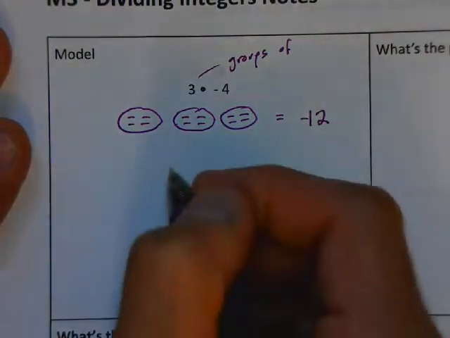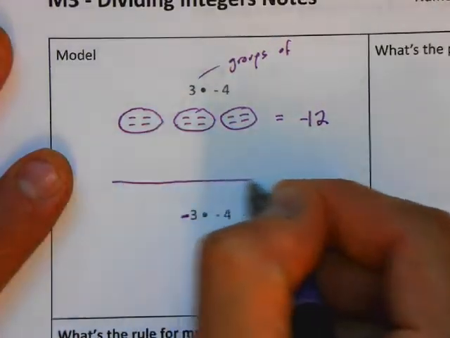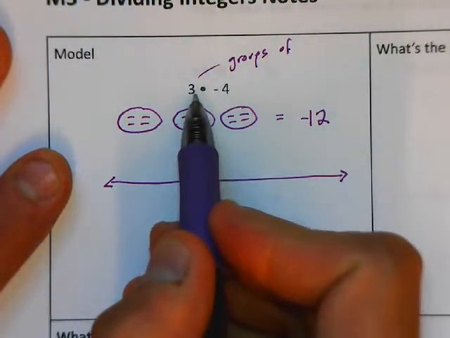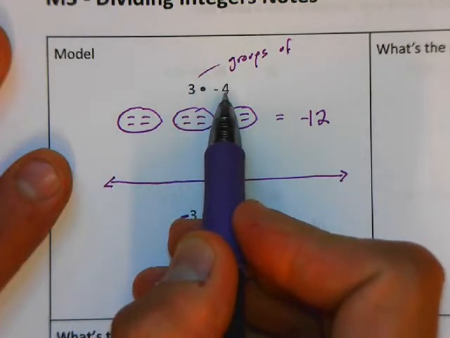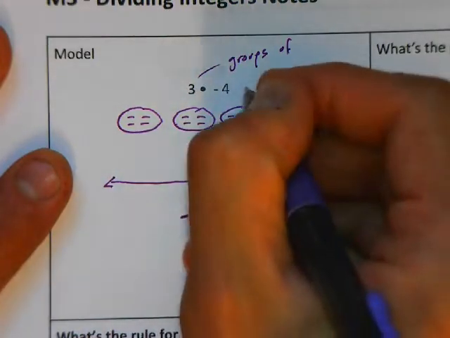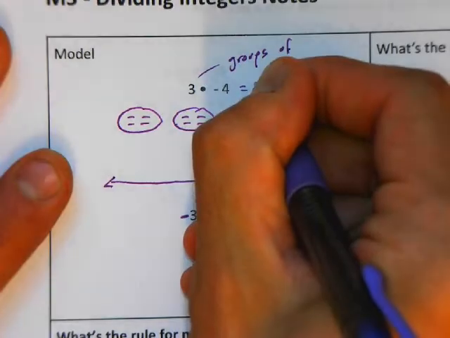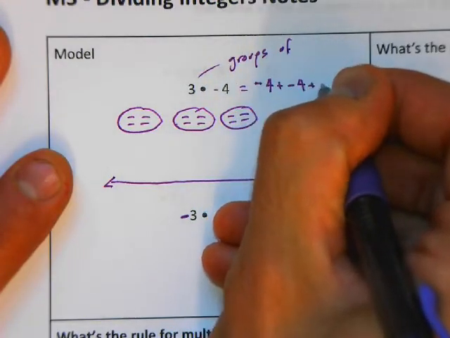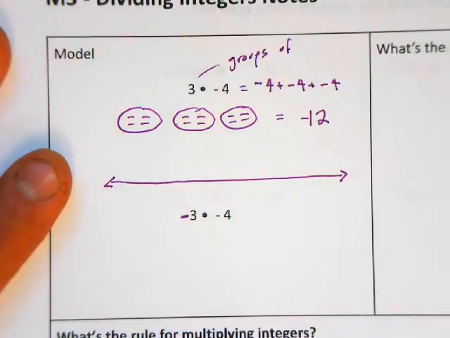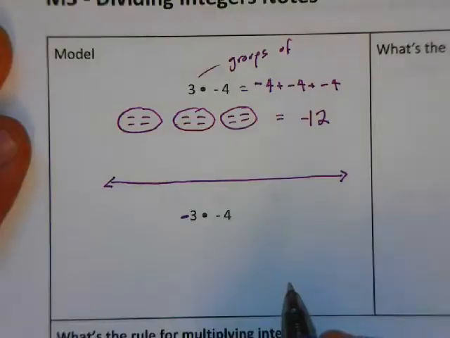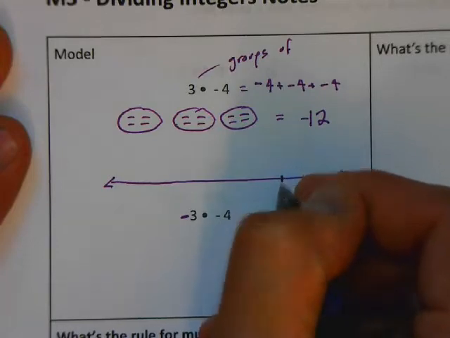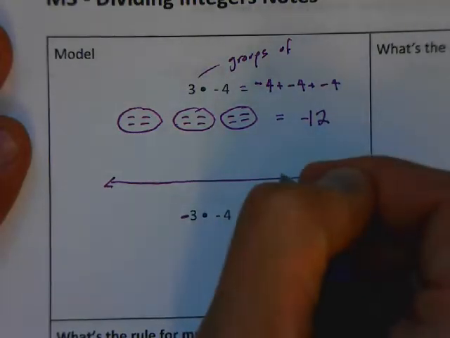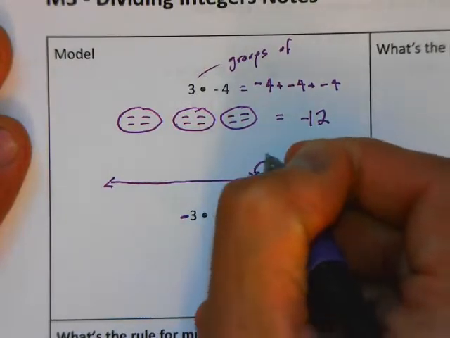You could also think about this problem on the number line. It's like we're saying, I want to make 3 jumps. Each one of them is negative 4. And that's because we could rewrite this as negative 4 added together 3 times. So 3 jumps, each one of them is negative 4. If I'm at 0, if I'm adding a negative, I have to go to the left. So I'm going to make 1 jump of negative 4.